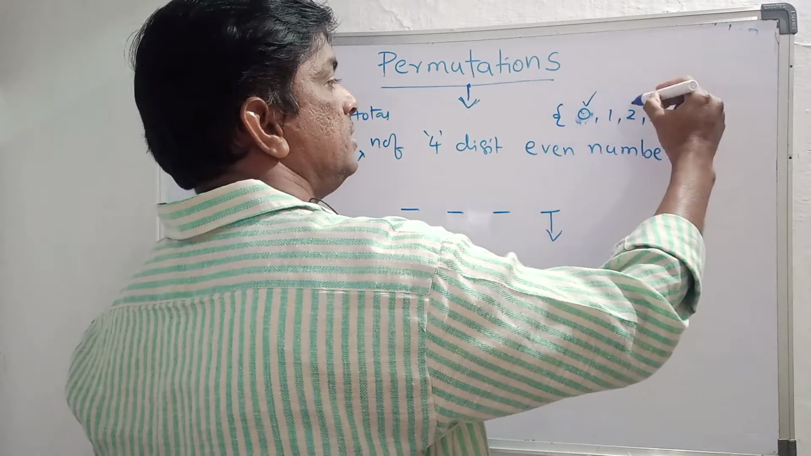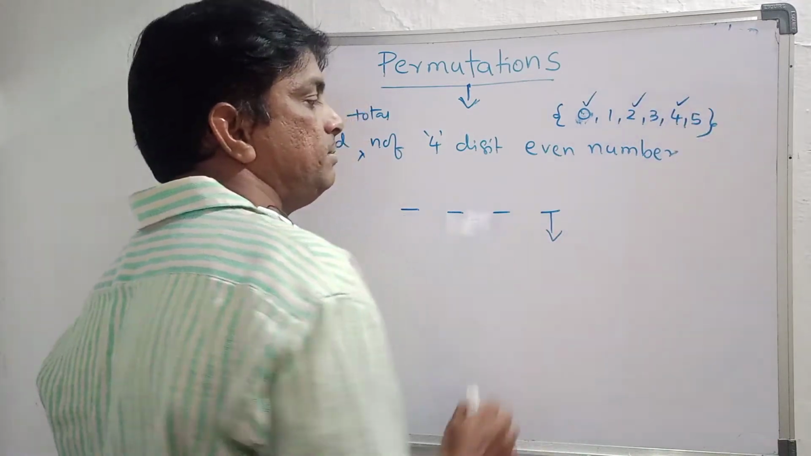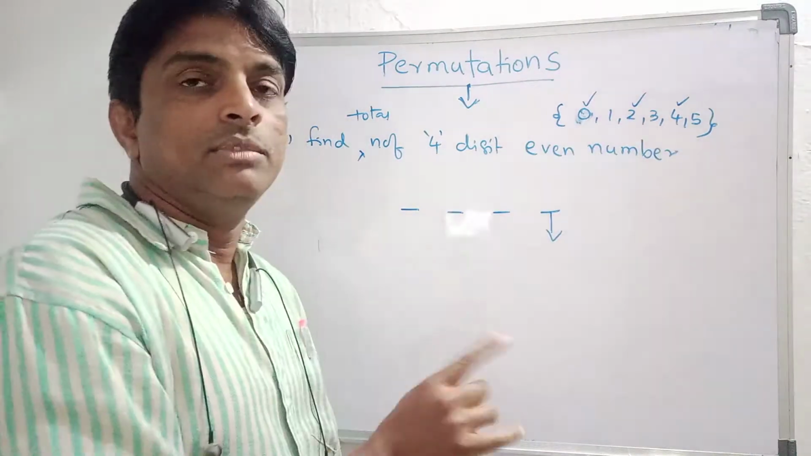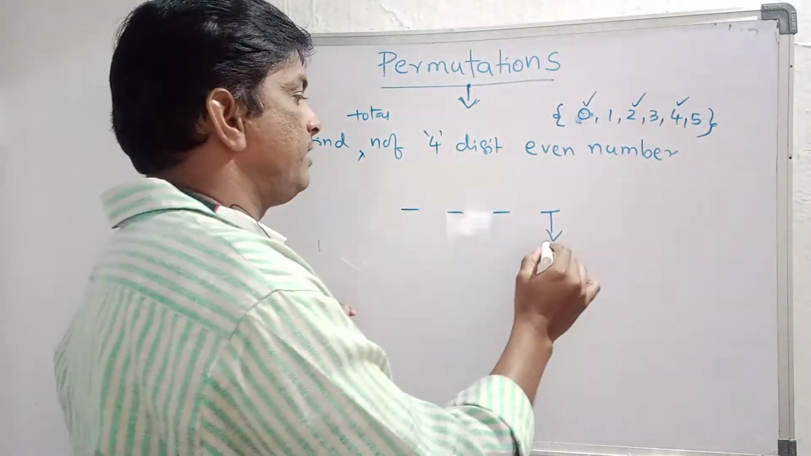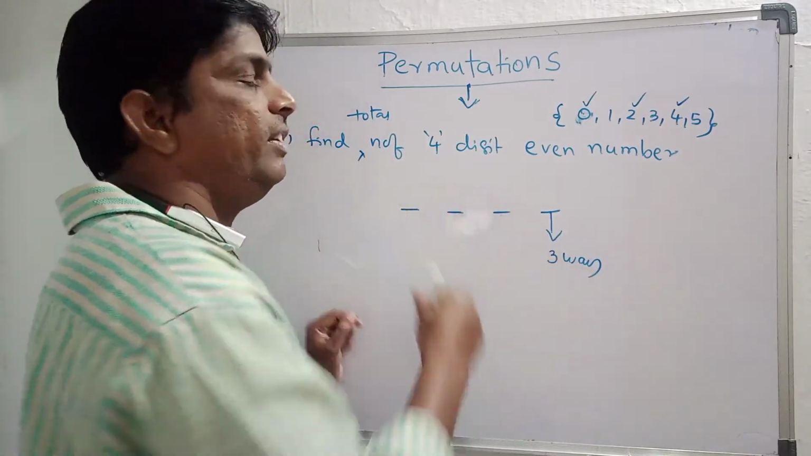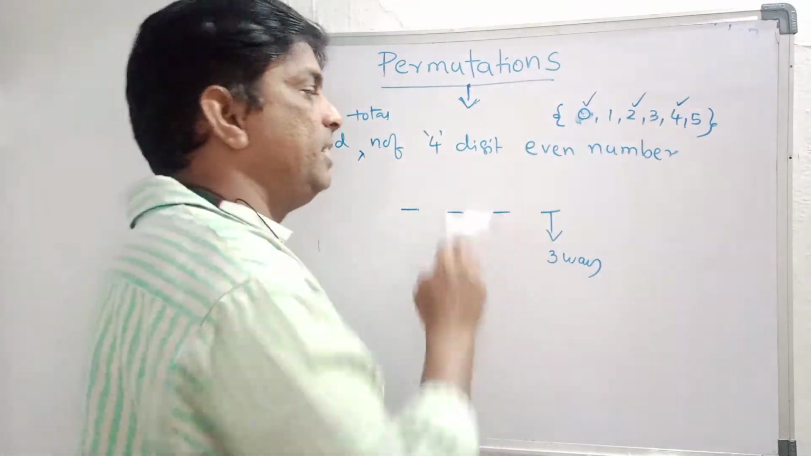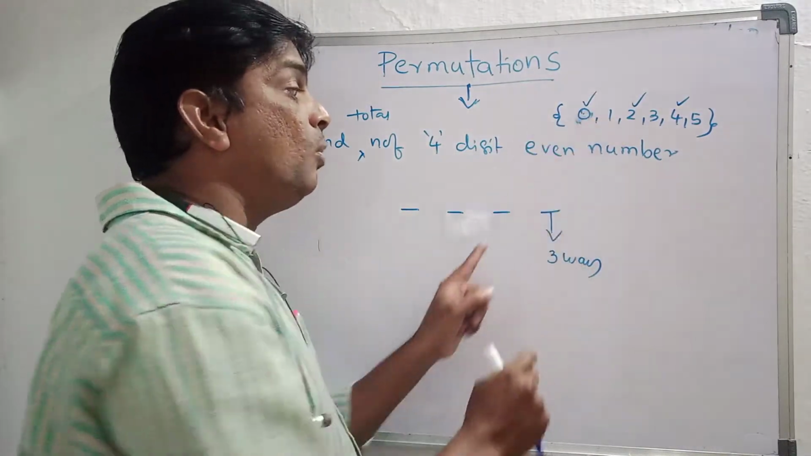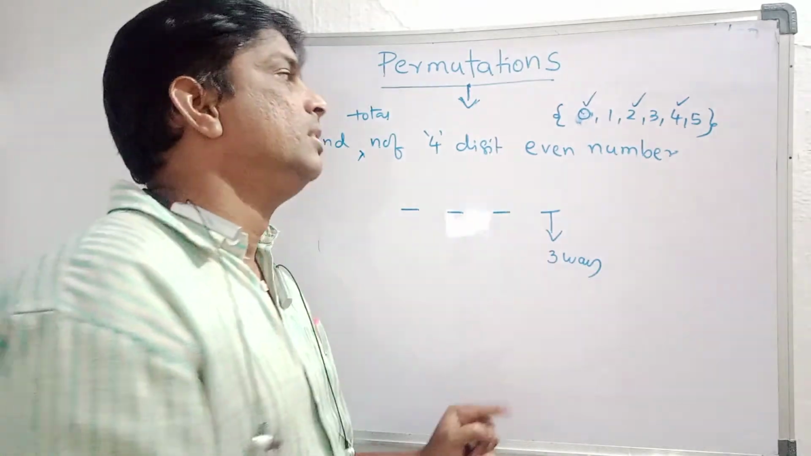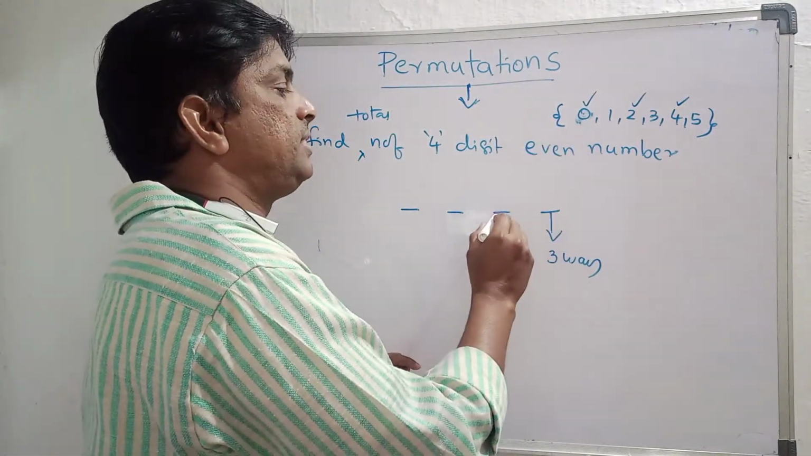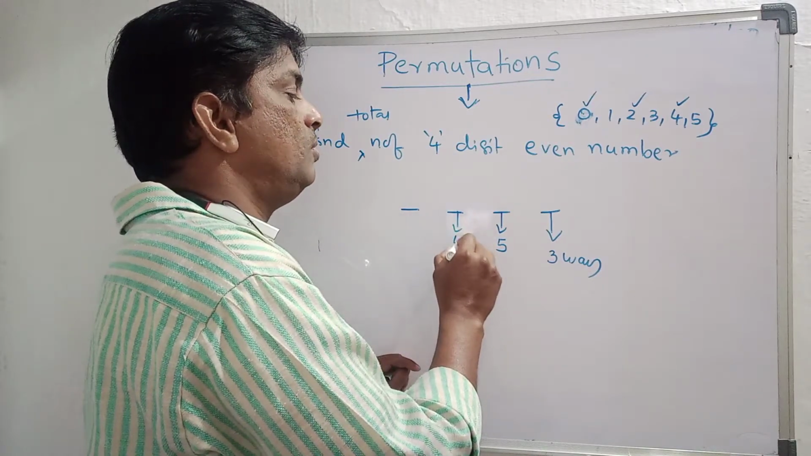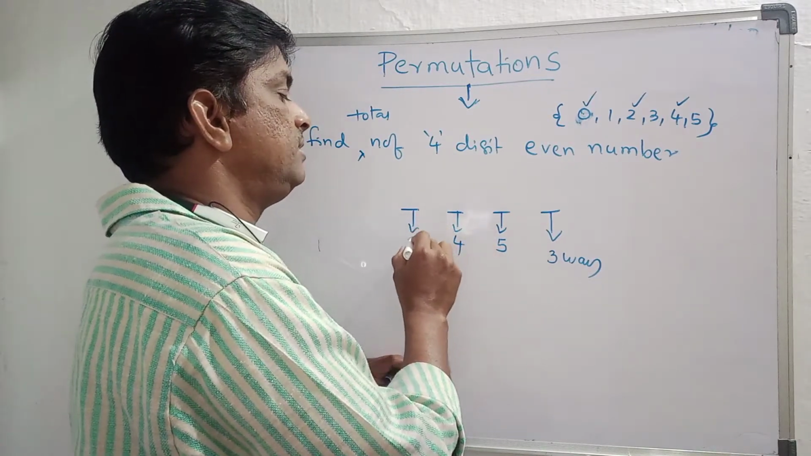So this is 1, this is 2, this is 3, nothing but the last place I can fill with any one of these 3 numbers which are even. So this place I can fill in 3 ways. Okay, fine. Now here I can fill with any other number. By this I filled only one place with one number. So now still 5 left. Among this I can fill in 5 ways. This I can fill in 4 ways. Now this I can fill in 3 ways.